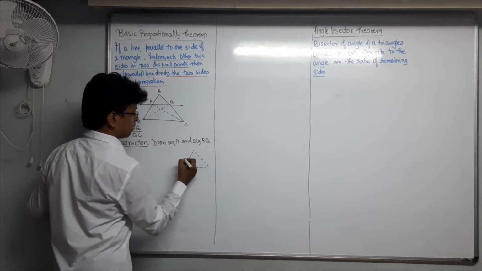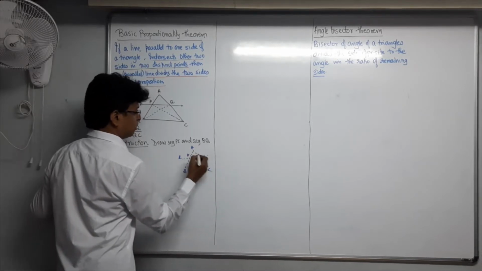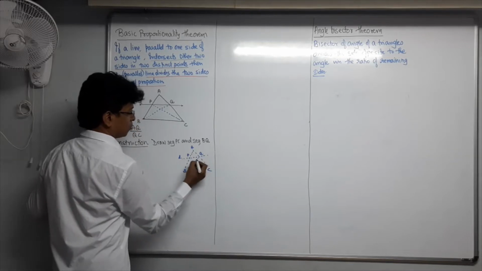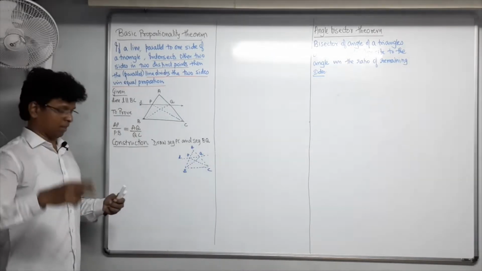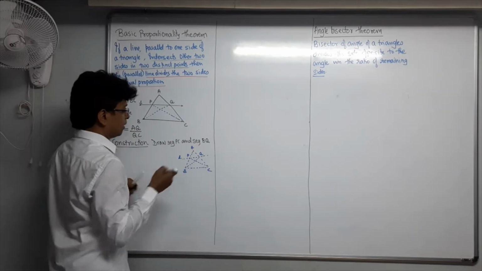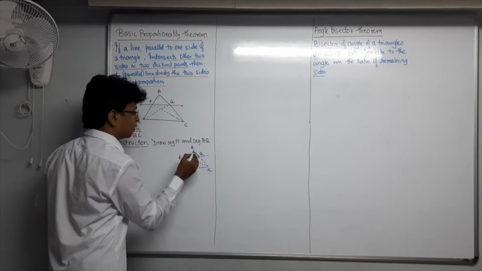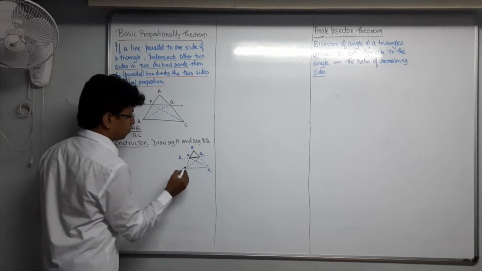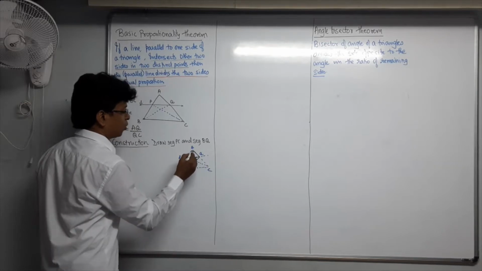Fine. This is your parallel line, line L. This is your A, this is your B, C, P, Q. Fine. Now here you have to take two triangles. Consider now what you are going to take. See, triangle A, P, Q and triangle B, P, Q. If you consider these two triangles, APQ and BPQ, what do you see?